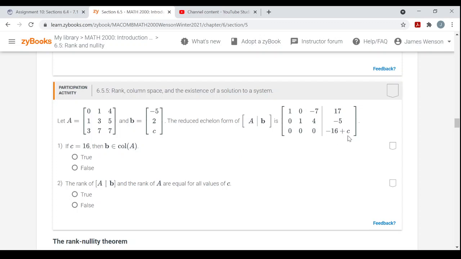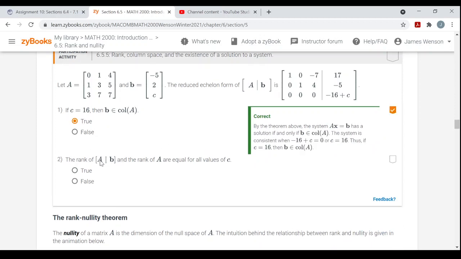Well, let's see. Look at the reduced echelon form. If C was 16, this last row would be 0, 0, 0, 0, which is fine. You have 0 equals 0. And then this system would have infinitely many solutions, right? There's a free variable. So there would be a solution to the system AX equals B, meaning that B would be in the column space of A. You could write -5, 2, and 16 as a linear combination of the columns of A.